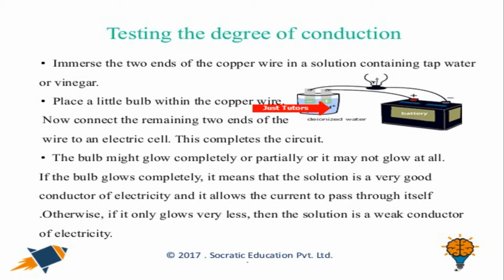Now, if the bulb glows completely or partially: if the bulb glows completely, that means it is a good conductor of electricity. If it glows partially, that means it is a weak conductor of electricity. If it does not glow at all, that means it is not a conductor of electricity.